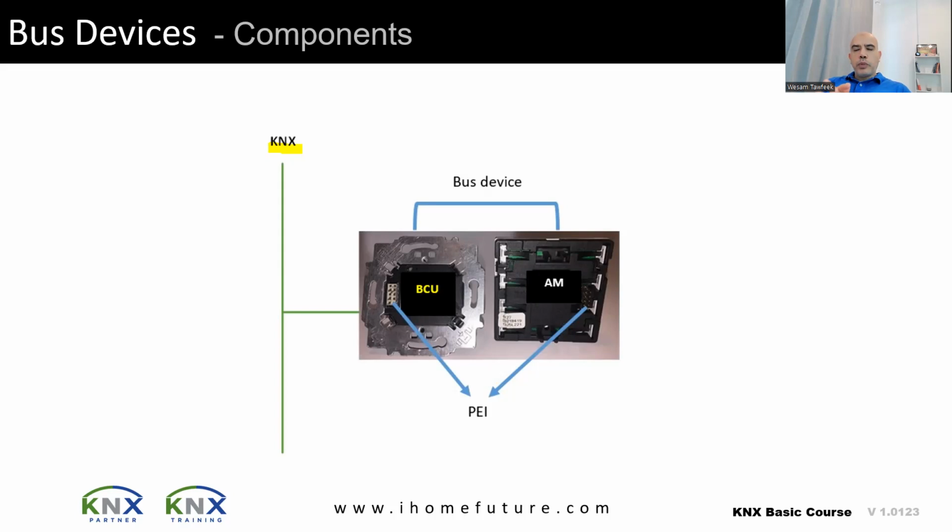This unit is responsible for transferring telegrams and handling the KNX logic. It has a microcontroller for controlling telegrams, sending and receiving them between the buttons or the application module and the KNX system itself. The other part is related to the user side, and it is called the application module. Both are connected together using a socket called the PEI, the physical external interface. So now we know there is a bus coupling unit, a PEI interface, and an application module. Let me show you how this looks in real life.